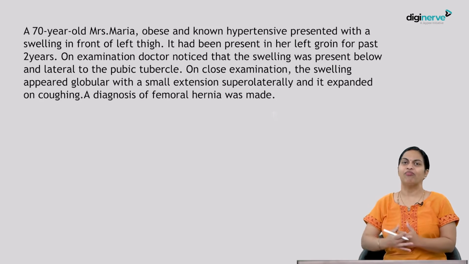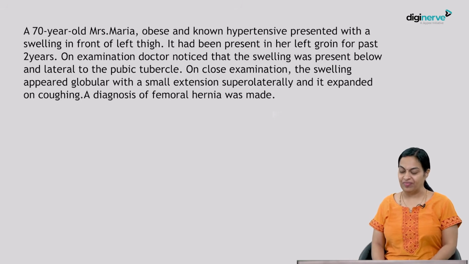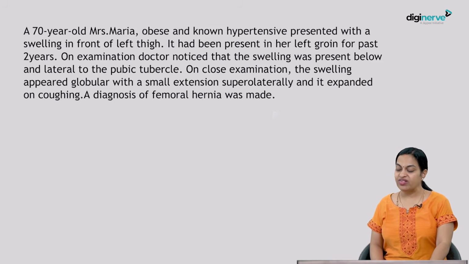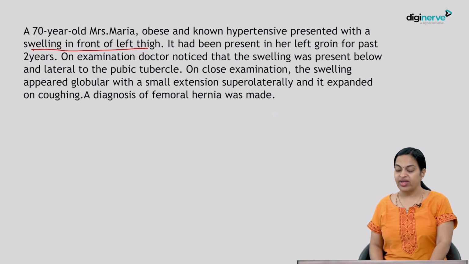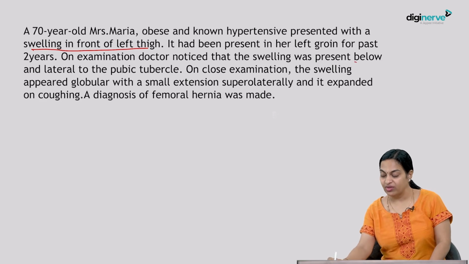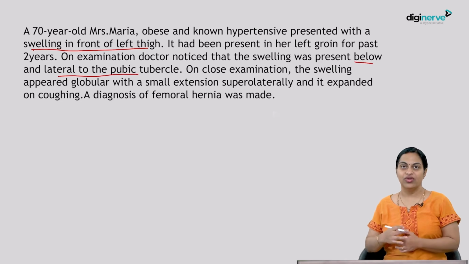Now we are moving on to another important high-yield topic, the femoral sheath and its clinical importance, femoral hernia. I'll read this case scenario for you. A 70-year-old Mrs. Maria, obese and known hypertensive, presented with a swelling in front of the left thigh. It had been present in her left groin for the past 2 years. On examination, the doctor noticed that the swelling was present below the inguinal ligament, below and lateral to the pubic tubercle. This is a key landmark to differentiate femoral hernia and inguinal hernia.